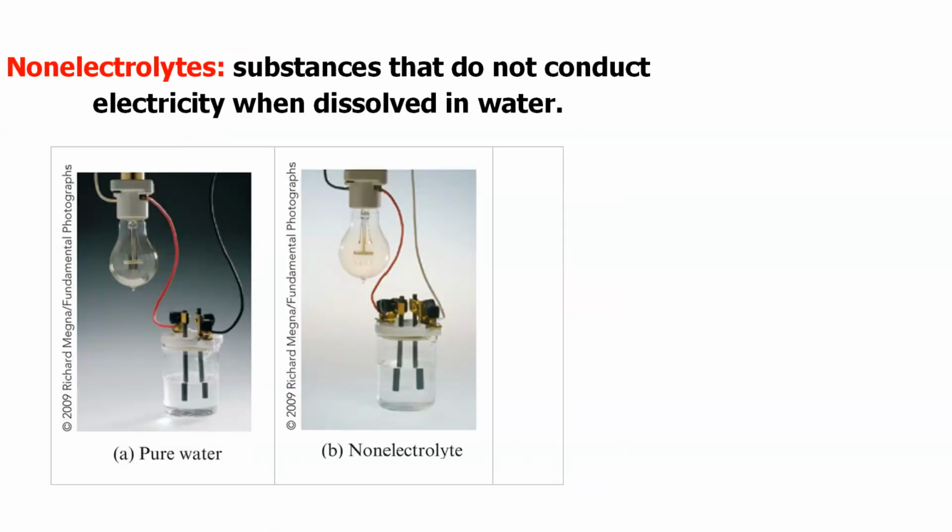In this second picture, again, the light bulb is not lighting up, although now we don't have pure water in the beaker, we have a sugar water solution. This means that sugar is also not an electrolyte.